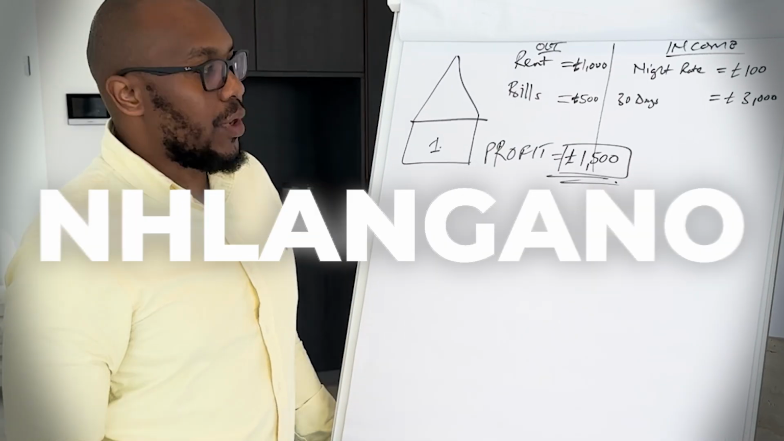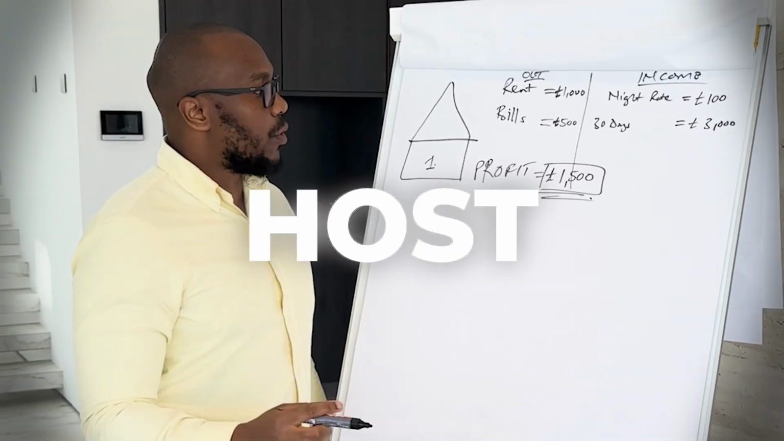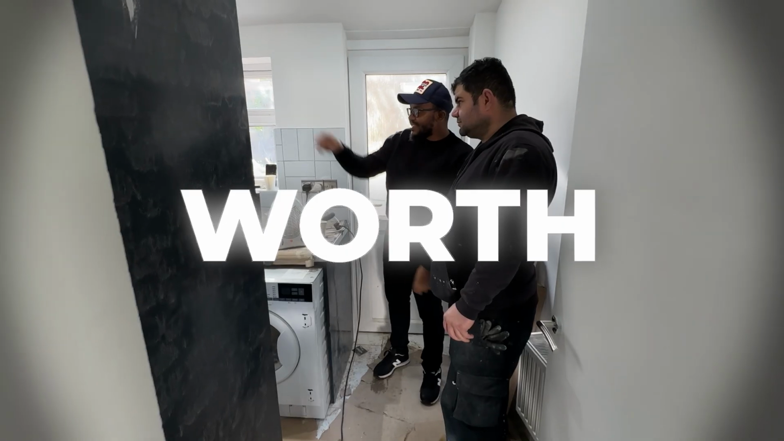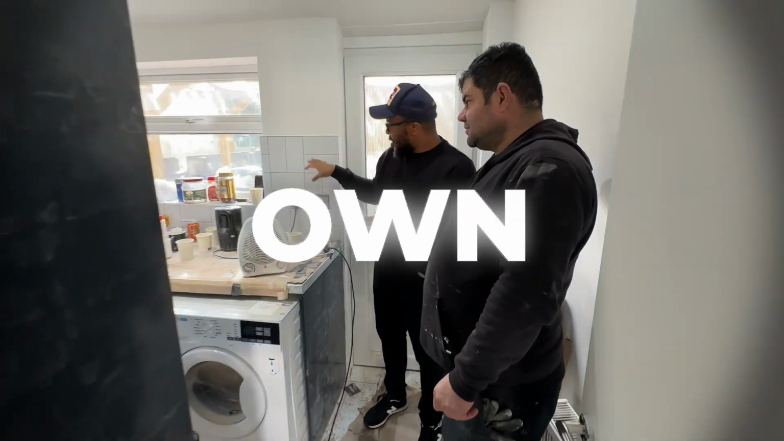So my name is Tawon Hlingano. I'm your Airbnb superhost and your property coach. I've built a portfolio of 6 properties worth £2 million, which I own, and also I lease properties from landlords. So we've leased about 7 properties from landlords, and with these properties, we rent them out on Airbnb.